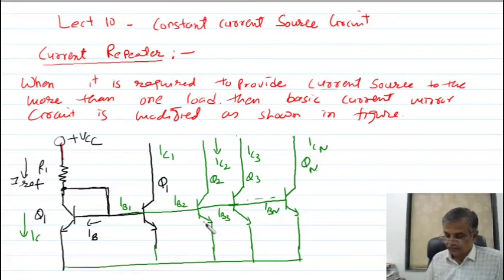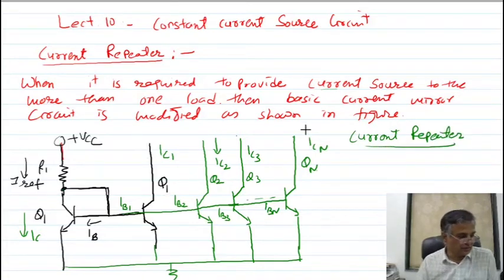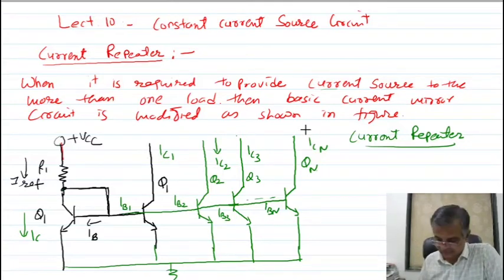So this circuit is known as a current repeater. Current repeater. You can see it is a repetition of the one part, second part, like this.